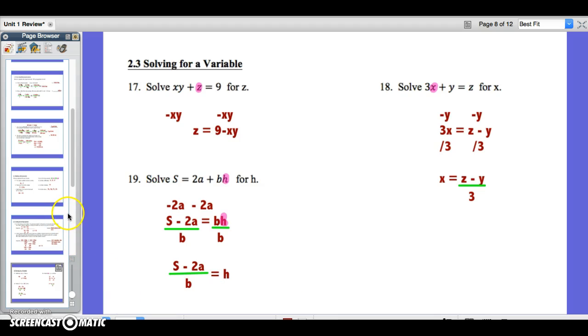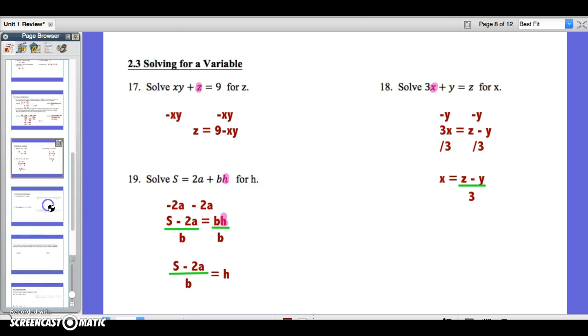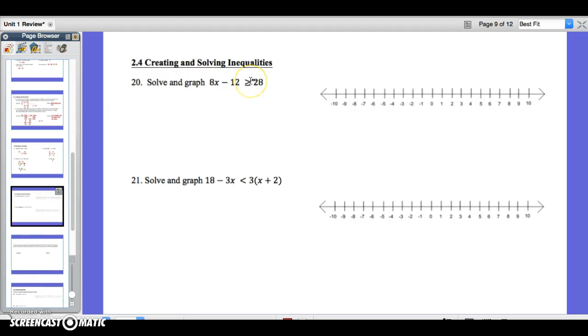Okay, moving on to this next page. I think we're on to our next standard. 2.4, creating and solving inequalities. So we have an inequality here. The difference is there's no equal sign. It's an inequality. This says greater than or equal to. But you're going to use the same inverse operations that you do with equations. So we first need to isolate the x, and then we're actually talking about graphing this figure over here.